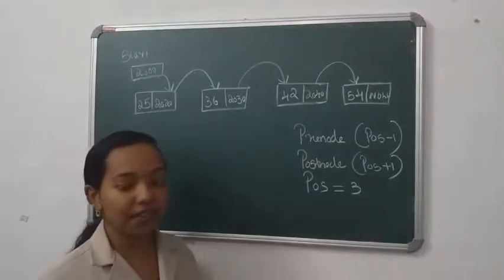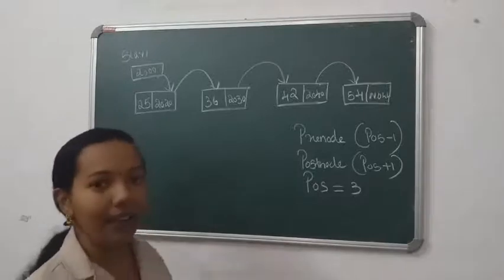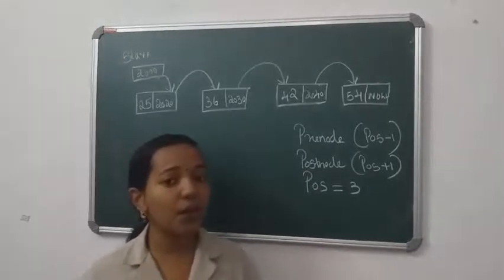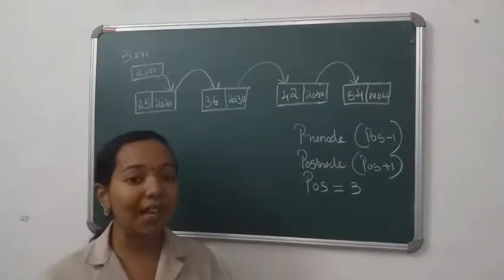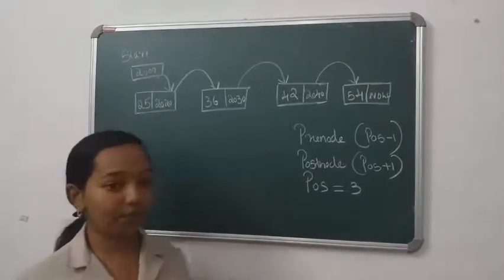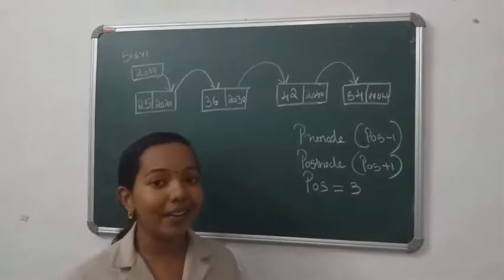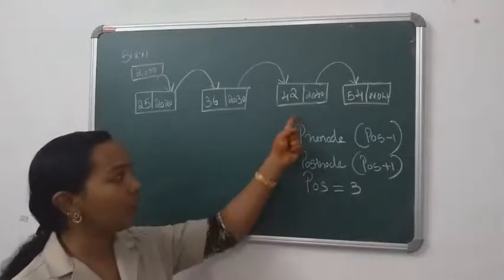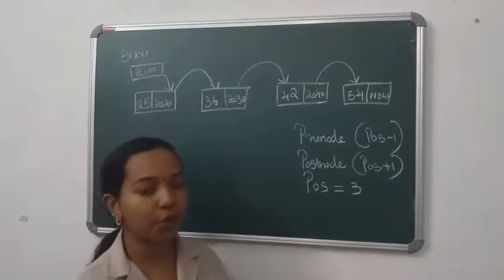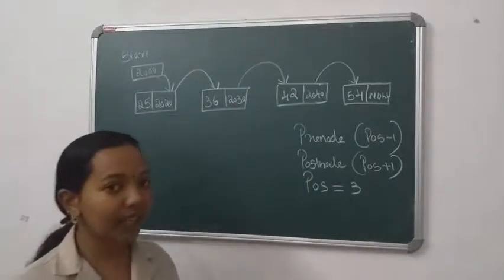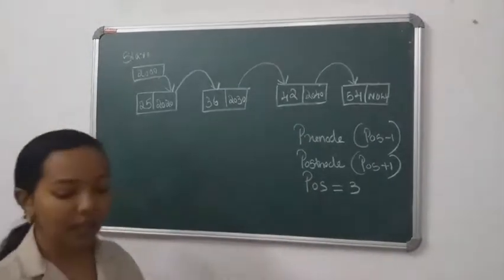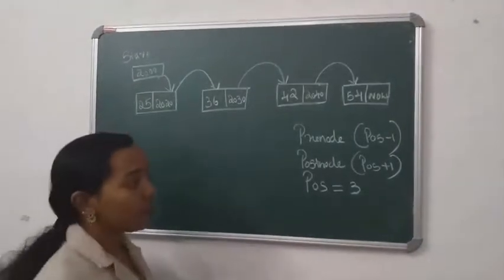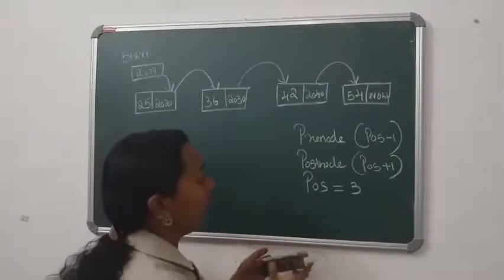First we will discuss how we are deleting the element. Before the deletion operation, first we want to identify which element we are deleting. I am going to delete the element at POS equal to 3. That means I am going to delete 42. So we already know the position: POS is equal to 3.